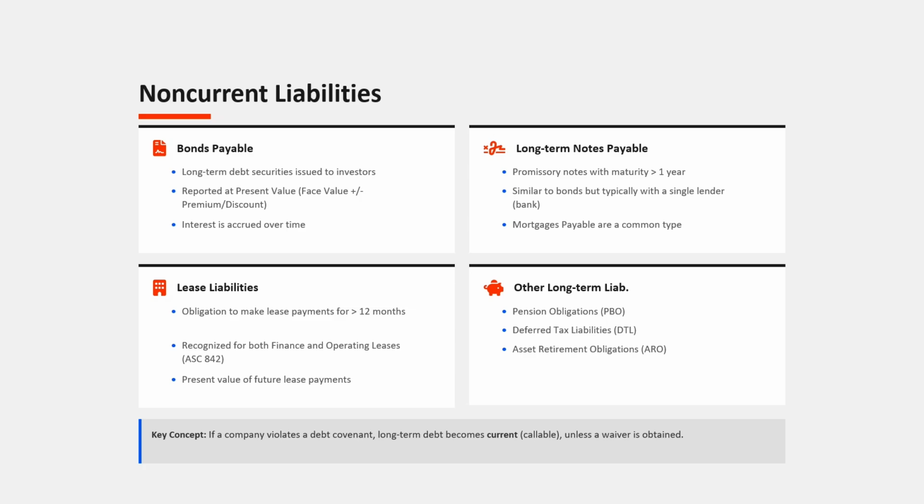Okay, let's move to non-current liabilities. Those represent the company's long-term financial structure, meaning they are not due within the next year. Those are bonds payable and long-term notes payable. Probably the most common one you may see is the mortgage payable, where the promissory notes mature in more than a year. Lease liabilities, the same way, are obligations with lease payments greater than 12 months. For lease liabilities, it recognizes both finance and operating leases.